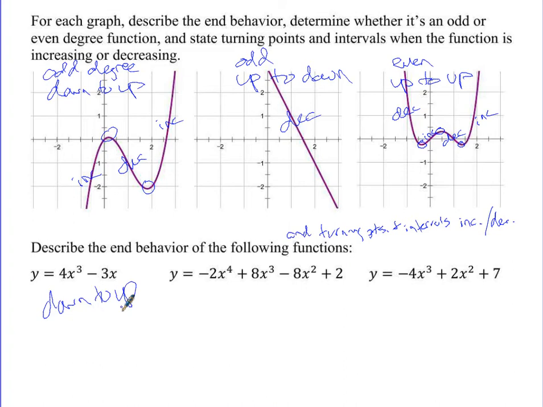For the second one, what is the degree? So I see 4, so that makes it even, which means my graph will look like a U. And what is the leading coefficient? Negative. So that makes this U upside down. So what's the end behavior going to be? Down to down.